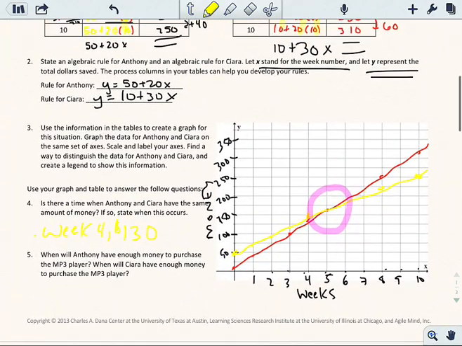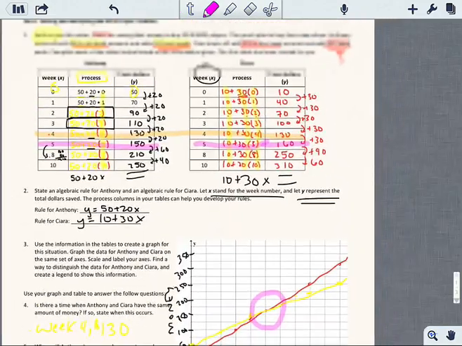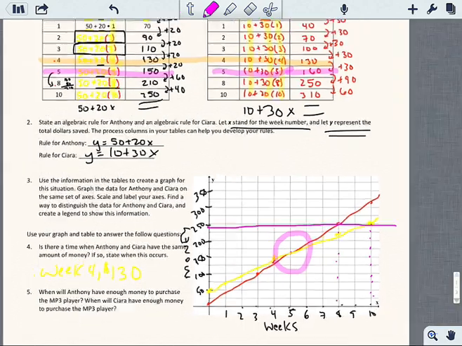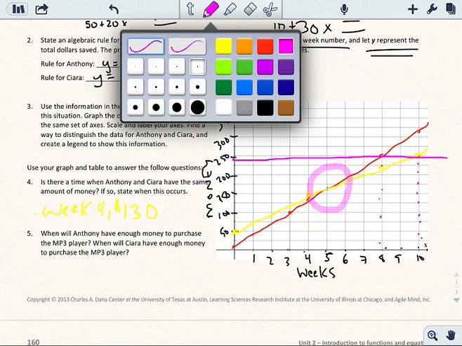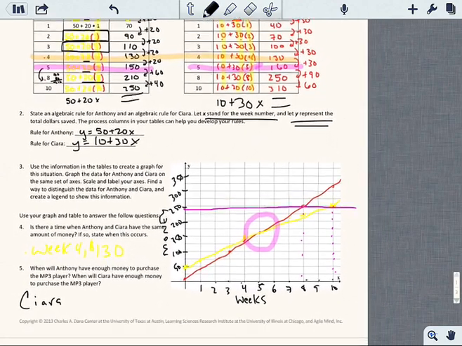Will Anthony have enough money to purchase the MP3 player? When will Ciara? Well, keep in mind that MP3 player was $240. So $240 is going to be about in this range. So if you're looking at this, it looks like by week 8, Ciara would have enough, because I can track that down to week 8. And it's going to take Anthony somewhere in between week 8 and week 10, definitely by week 10, according to our table, before he has enough. And we can reflect that in our answer. Ciara will definitely have enough money by, what do we say, week 8.